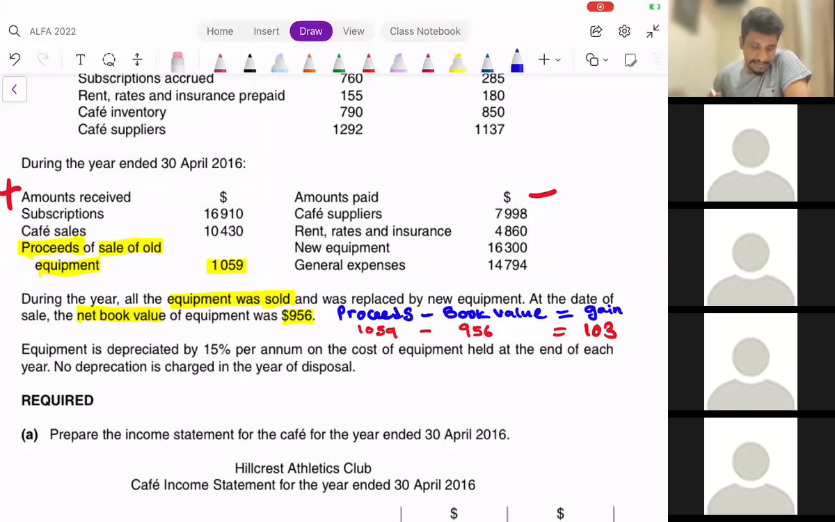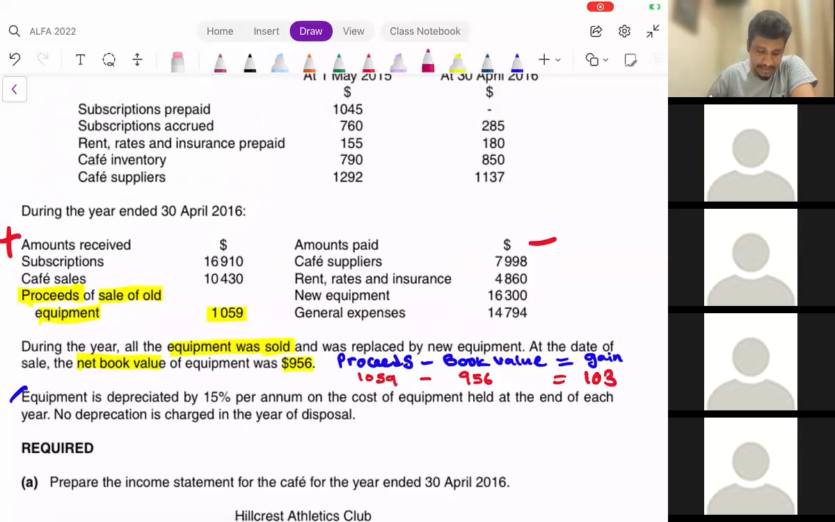Equipment is depreciated. Next one. Equipment is depreciated by 15% per annum on the cost of equipment held at the end of each year. No depreciation charged in the year of disposal. Okay, so how much is the depreciation of the new equipment, because the old equipment we already sold? How much is the new equipment?